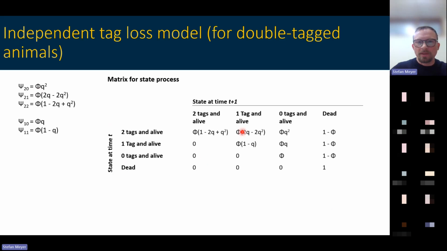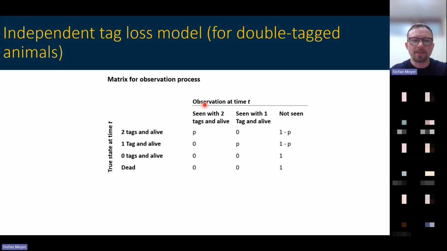And so then we simply plug in the different probability statements into a matrix, depending on our departure and arrival state. And then we also need a matrix for the observation process. And this is a 4x3 matrix with the true state or the latent state across rows. Again, the same states that were introduced before: 2 tags and alive, 1 tag and alive, 0 tags and alive, and dead. And then the observation at the same occasion. And this is an animal seen with 2 tags and being alive, an animal being seen with 1 tag and being alive, and an animal that has not been seen.